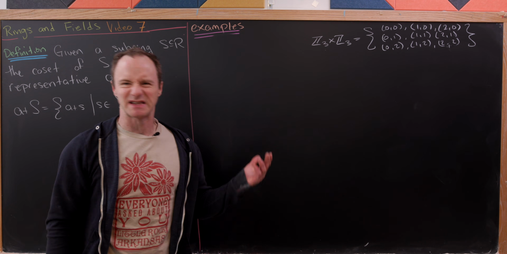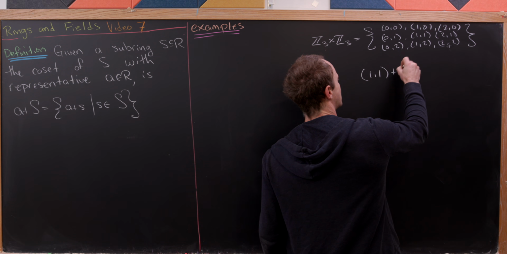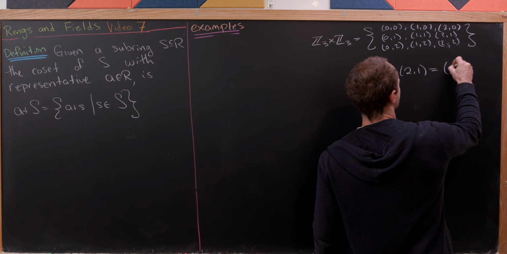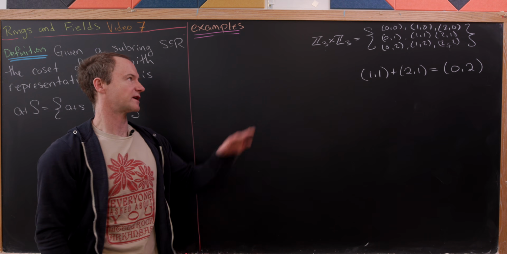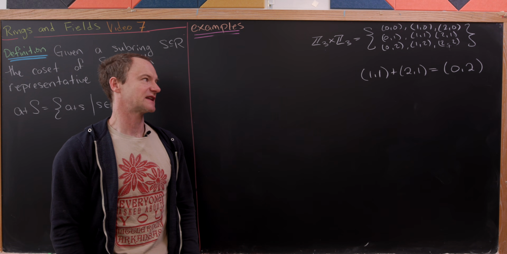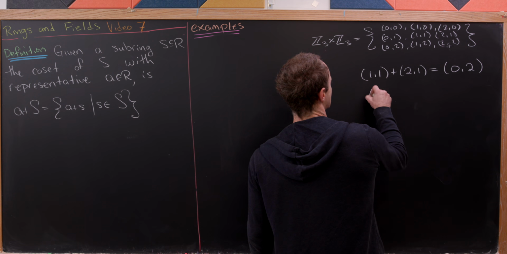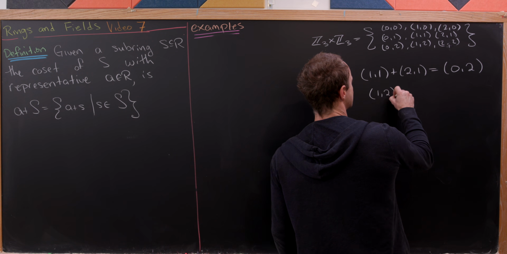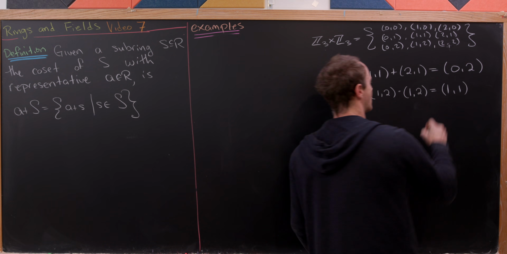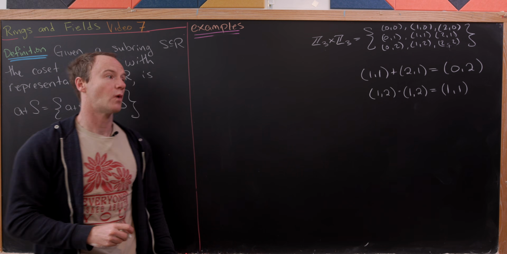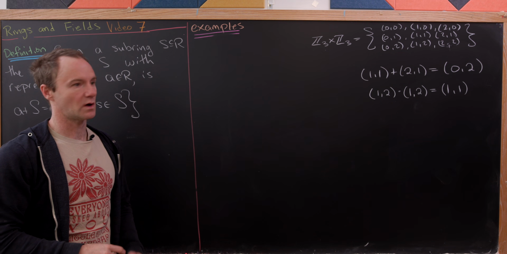And we could do some sample calculations if we wanted to. For instance, (1,1) plus (2,1) is going to be equal to (0,2). That's because we have 1 plus 2 in the first coordinate, but since we're inside of Z3, that's going to give us 0. And then we have 1 plus 1 in the second coordinate. We could similarly do (1,2) times (1,2), and let's observe there, we get (1,1). That's because 1 times 1 is 1, and then 2 times 2 is 4, but inside of Z3, 4 is the same thing as 1.